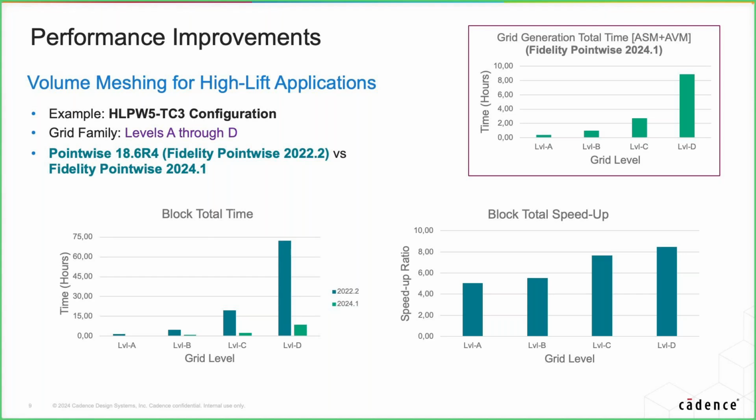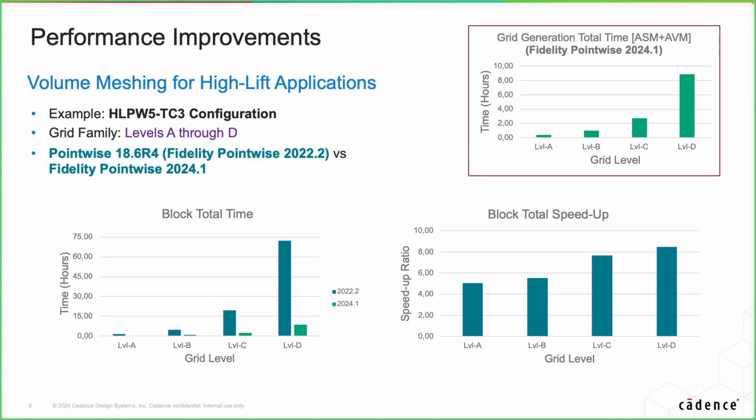I'll just skip over to the largest case here on the right-hand side. The block total time for the level D grid was originally about 72 hours, so about 3 days for that case, just under 1 billion cells. It dropped down to about 8.5 hours in the current release.